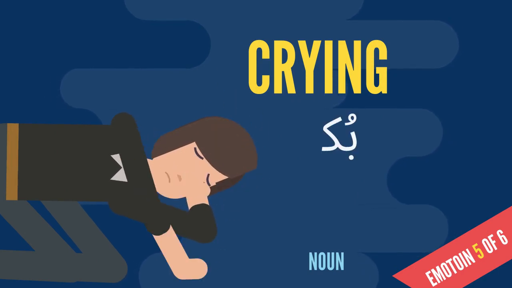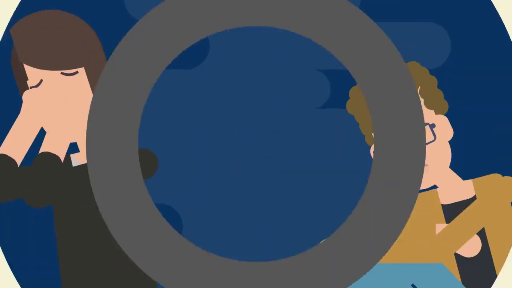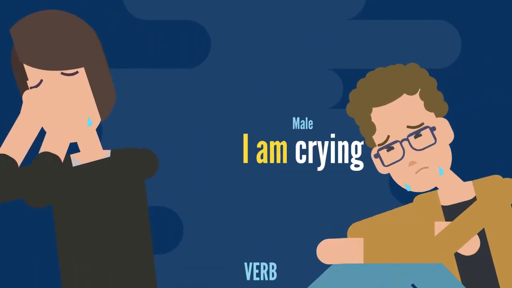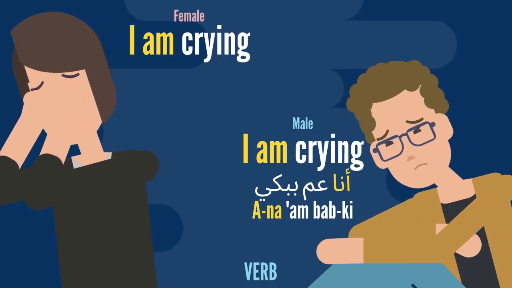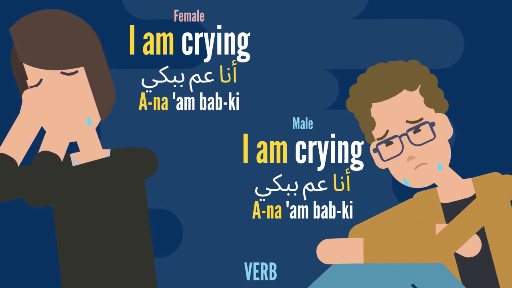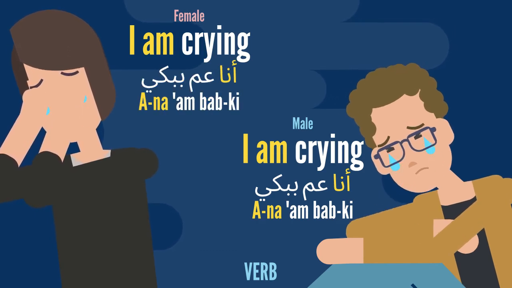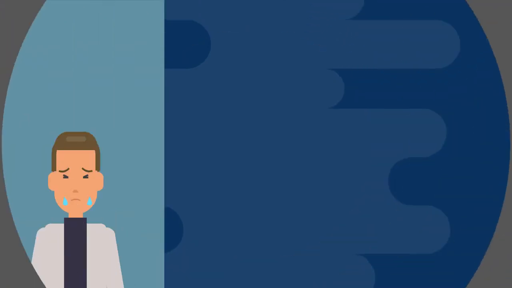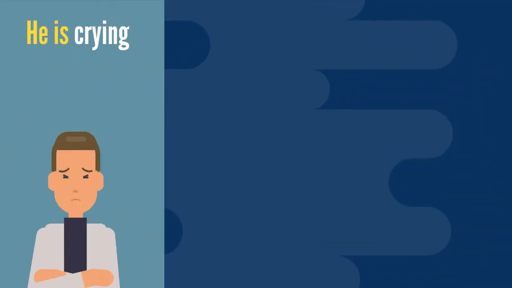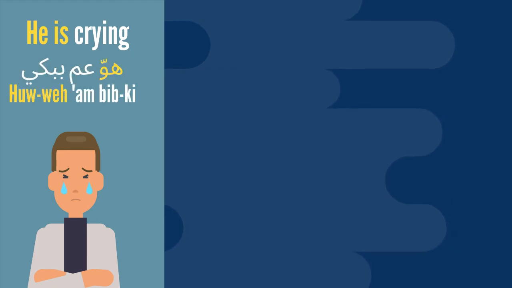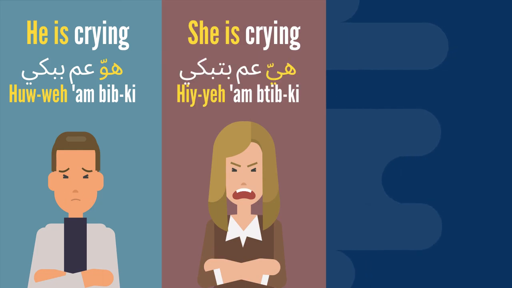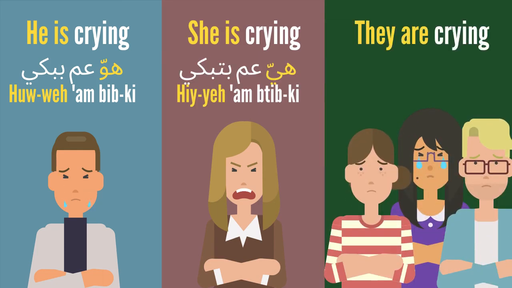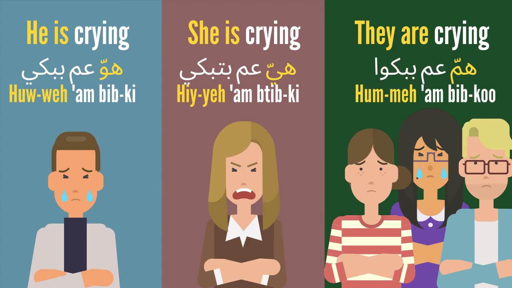All right, the next one is a tough one. It's crying. Crying is buka. Now, as a verb, when we say I am crying, ana am babki. For a female, it's the same thing, ana am babki. Now, he is crying, huwa am babki. She is crying, hiya am tibki. And lastly, they are crying, humme am bibku.